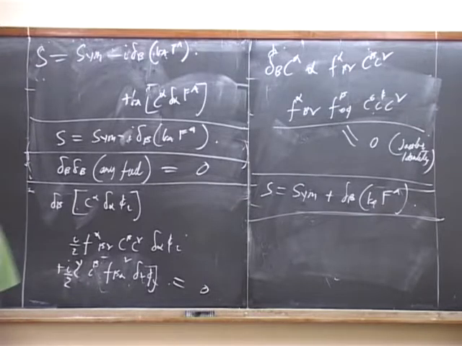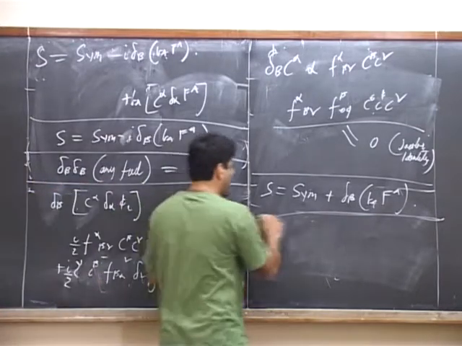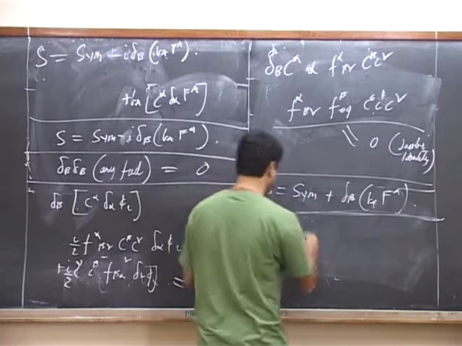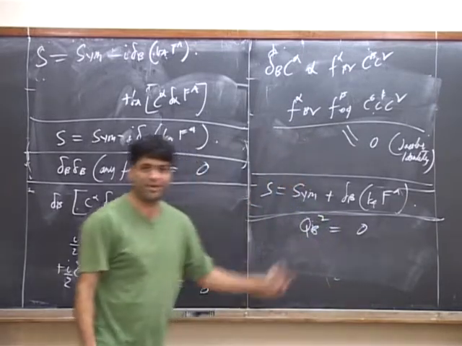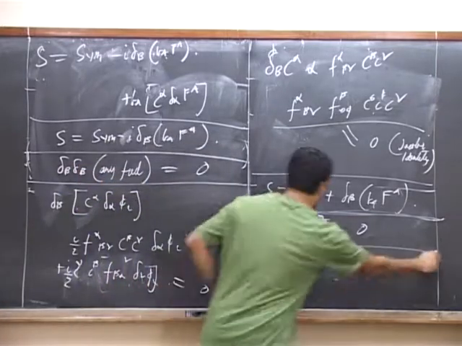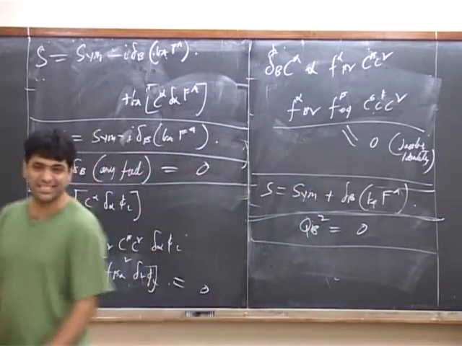Good. Now, we've seen that we've got a new symmetry and that the symmetry squares to 0. So the generator of the symmetry, whatever it is, we'll call it Q_B, and this thing squares to 0.